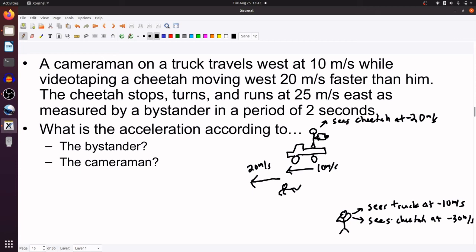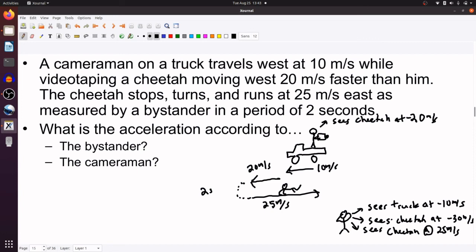Okay, so then the cheetah says, oh, screw this crap. Screw you guys, I'm going home. And then it turns around, and it does this in a period of 2 seconds. And then it goes 25 meters a second, as measured by the bystander. So the bystander now sees cheetah at 25.